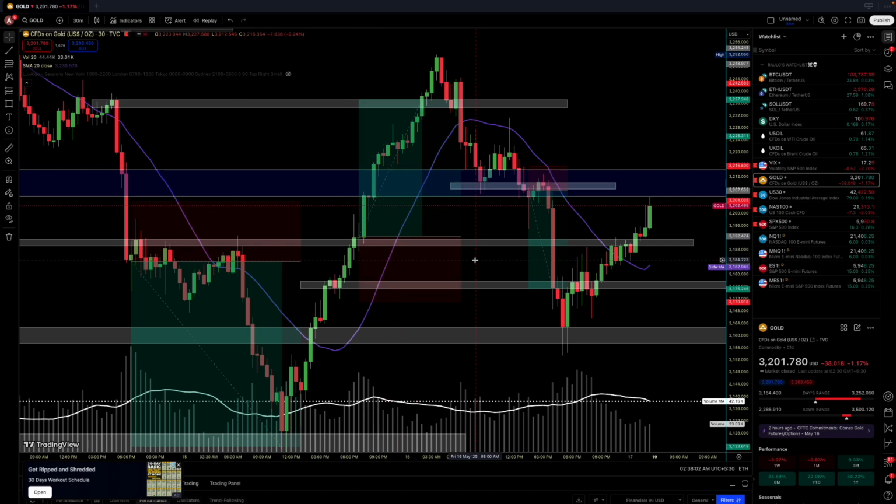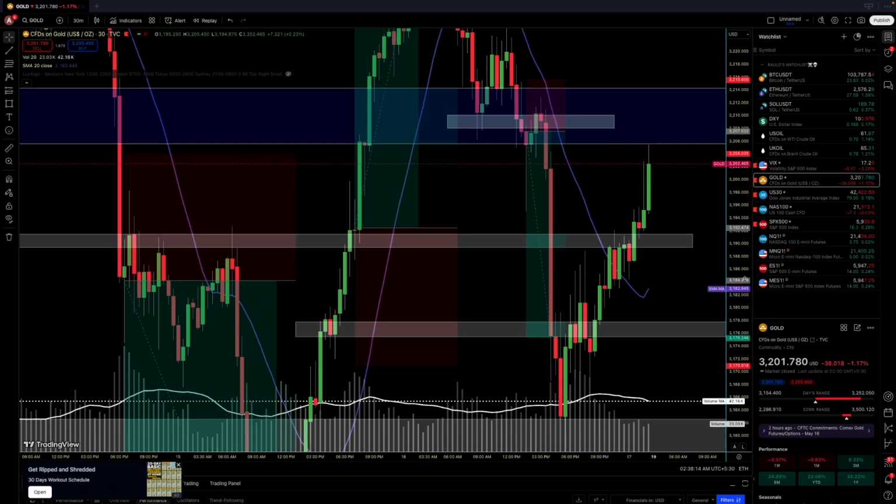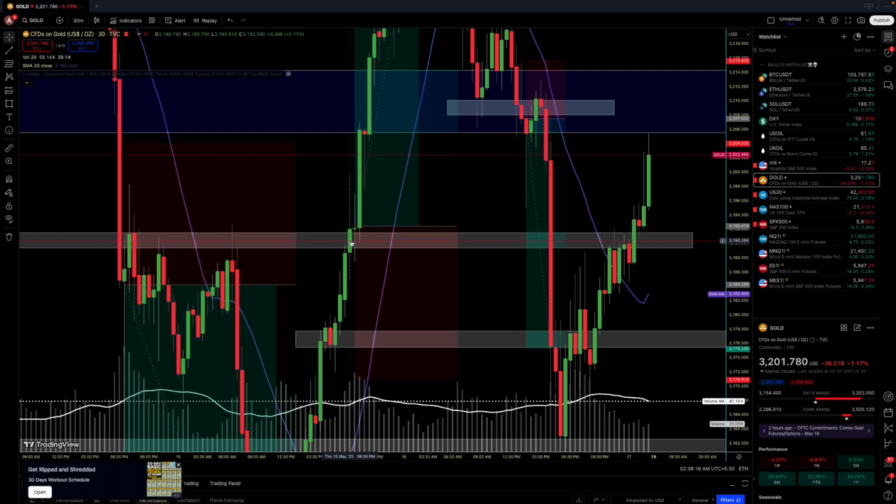So the entry was simple. As you can see, we considered this as a resistance over here. Let me make my cursor bigger, this resistance over here. So we considered this resistance, and as you can see here, this candle gave us a break and close above this resistance over here.